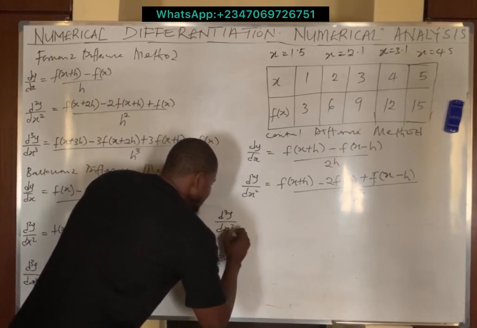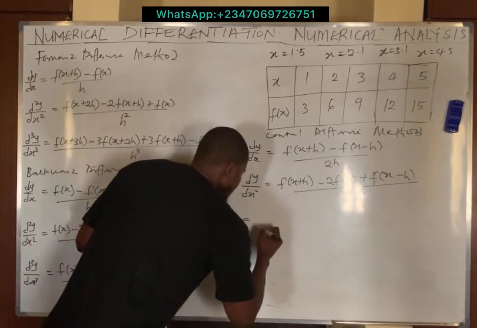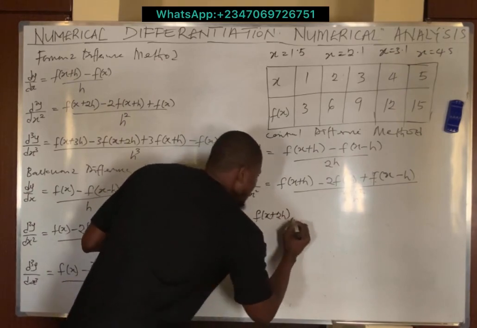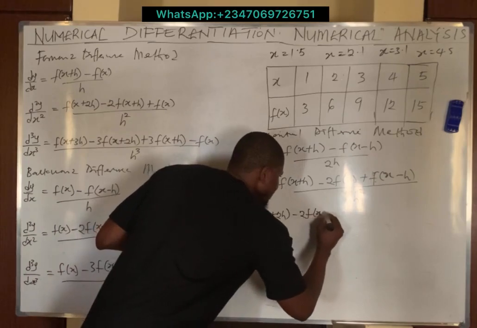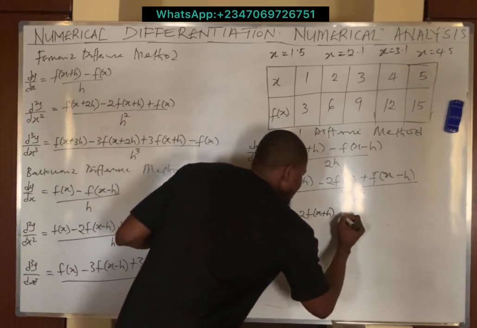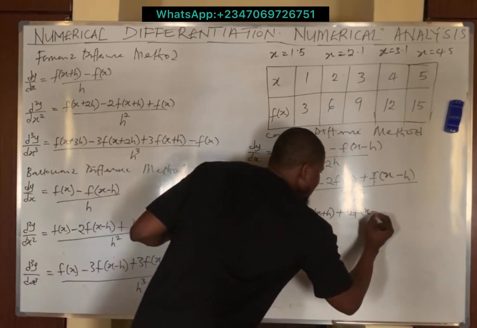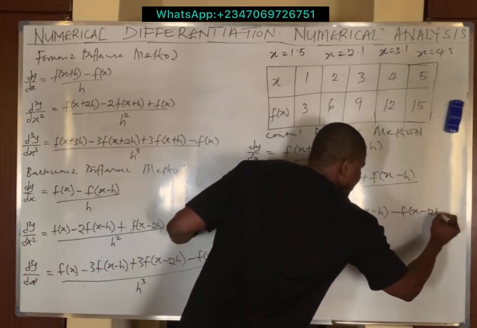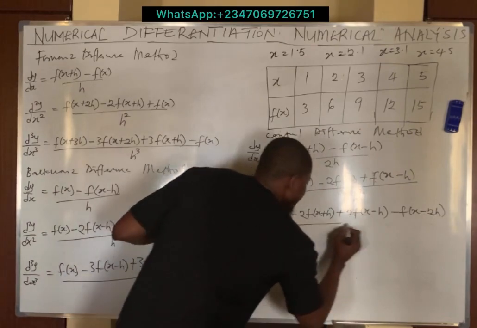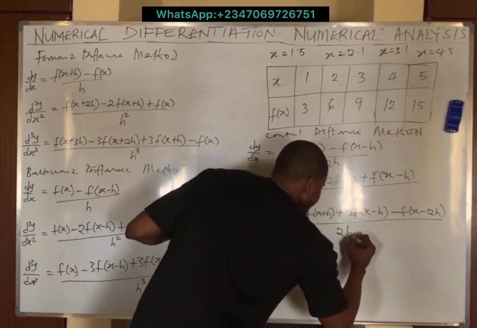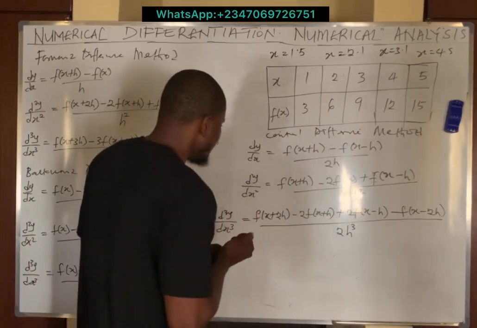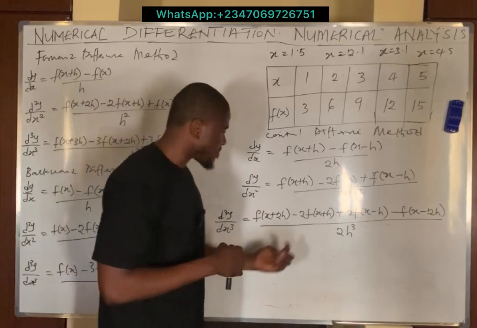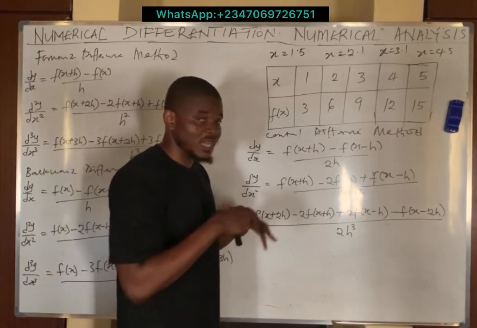And finally, for the third derivative, d cubed y all over dx cubed using the central difference method is equal to, you have f of x plus 2h minus 2f of x plus h plus 2f of x minus h minus f of x minus 2h all over 2h cubed. So you see how it is. For the third derivative approximation, you have f of x plus 2h from the forward table minus now a step down to f of x plus h still at the forward table.